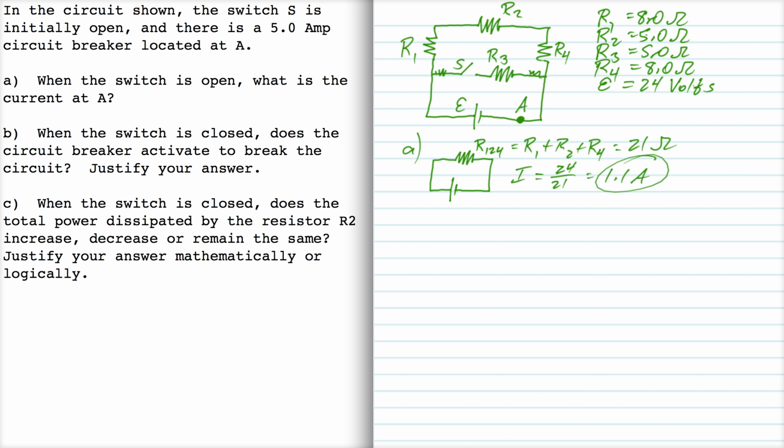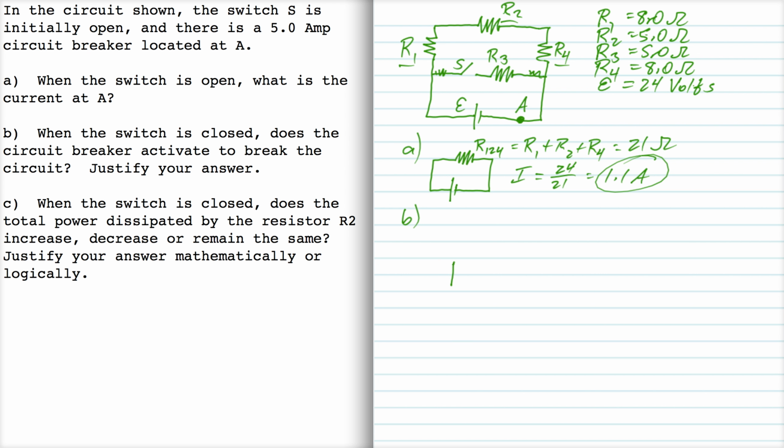Now, part B. When the switch is closed, what happens to the total power, or what happens to the circuit breaker? So again, we need to find the current passing through A when the switch is closed. All right, well, when the switch is closed, it's still the case that R1 and R2 and R4 are connected in series, but that branch also has a parallel component to it.